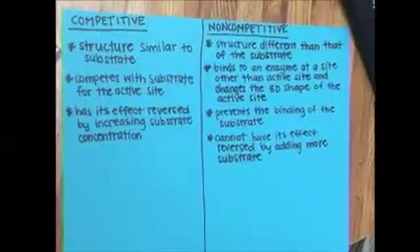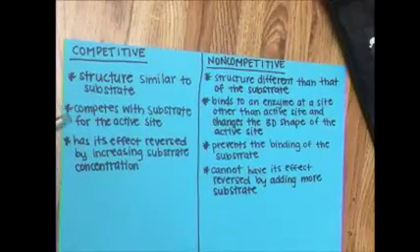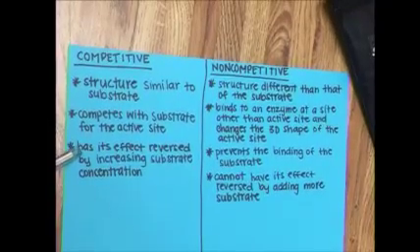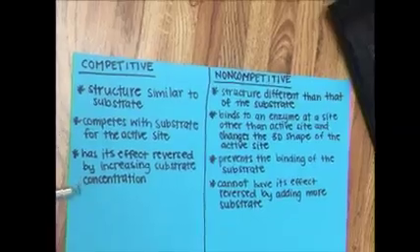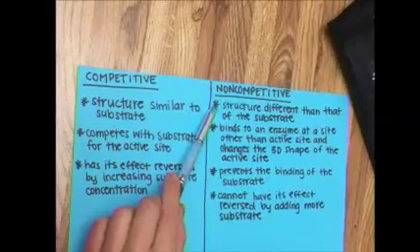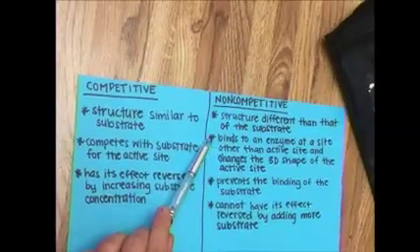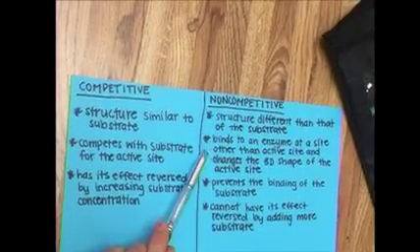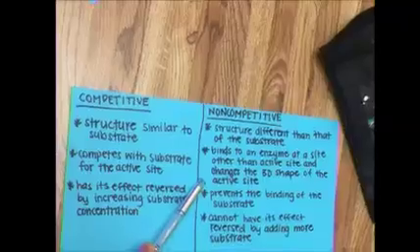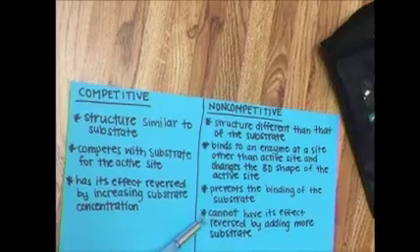Okay, so for the competitive inhibitor, its structure is similar to the substrate, so it competes with the substrate for the active site. It has its effect reversed by increasing substrate concentration. Now for non-competitive inhibitors, their structure is different than the substrate's. The non-competitive inhibitor binds to an enzyme at a site other than the active site and changes the 3D shape of the active site. This prevents the binding of the substrate and therefore cannot have its effect reversed by adding more substrate.